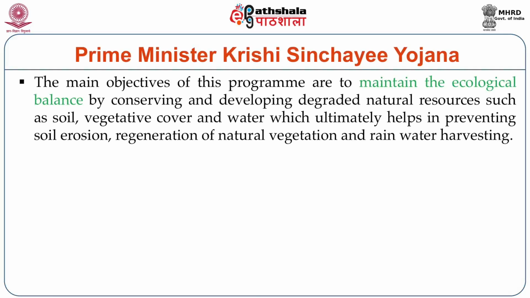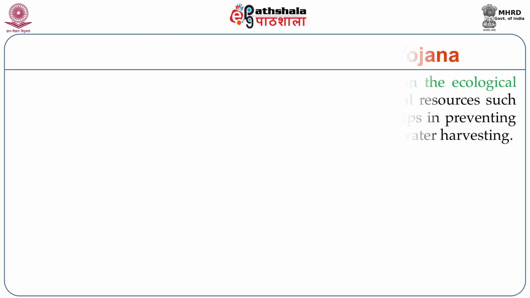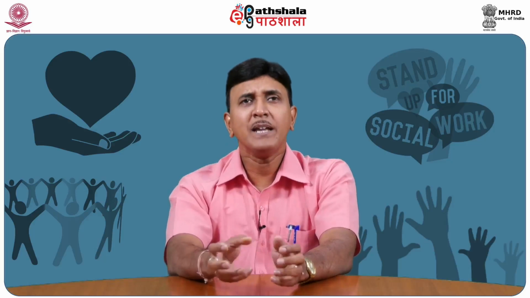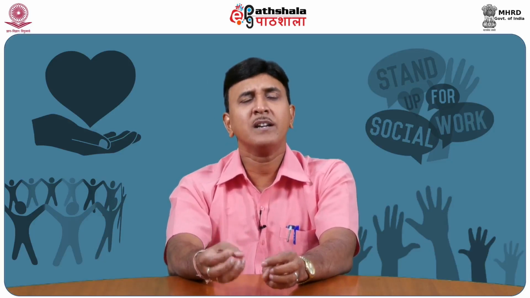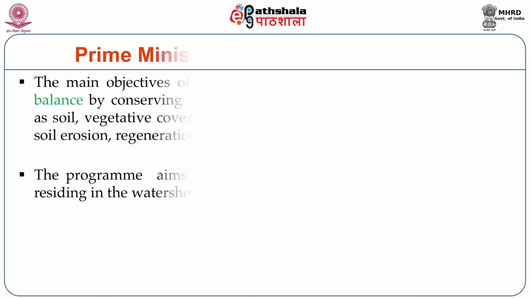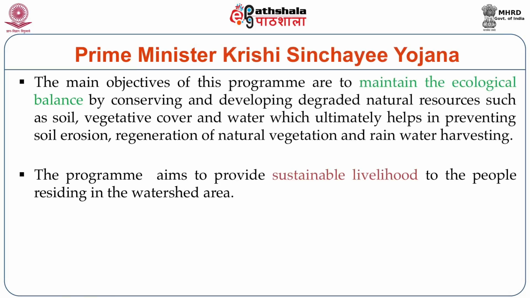The main objective of this program is to maintain the ecological balance by conserving and developing degraded natural resources such as soil, vegetative cover, and water, which ultimately helps in preventing soil erosion, regeneration of natural vegetation and rainwater harvesting, so that we get improved water reservoir and water resource conditions. The program aims to provide sustainable livelihood to people residing in the watershed area.